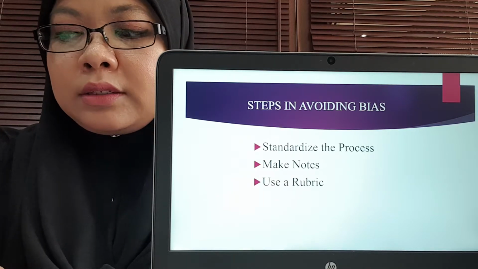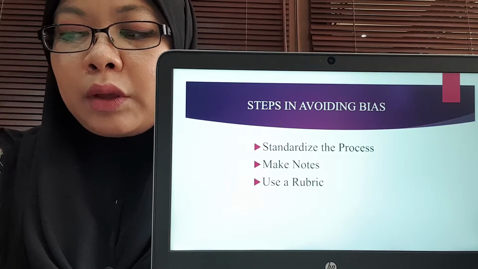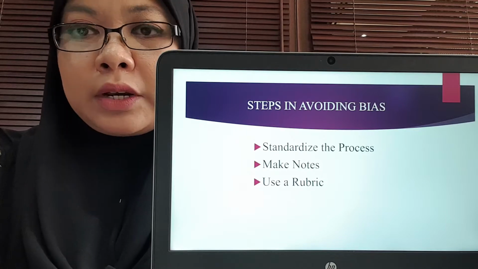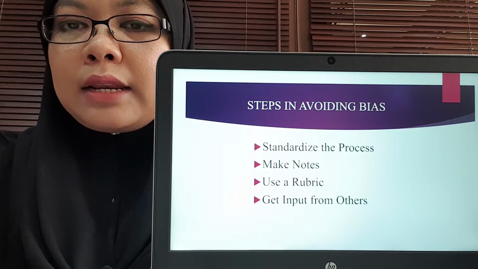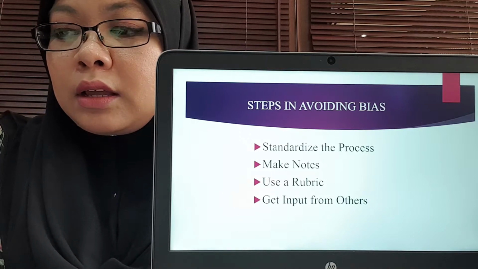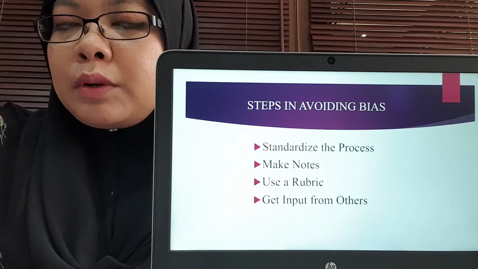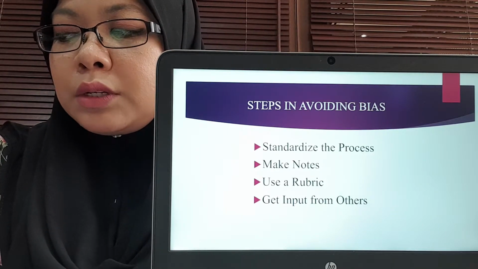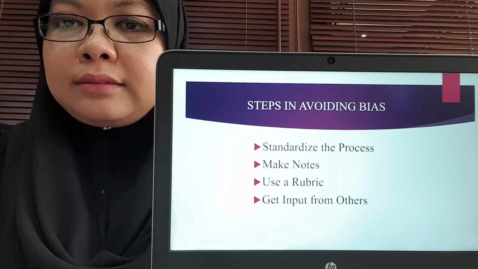Use a rubric. This is as a guideline to the characteristics and qualities organization looking for in the new hire. It helps avoiding too much credit and keeping things balanced. The final one is get input from others. Getting feedback from other interviewers and compare the data with other interviewers actually can result in better decision making.